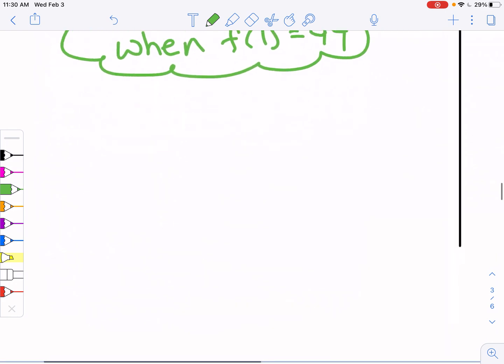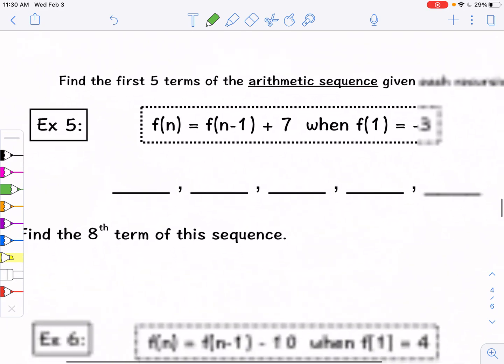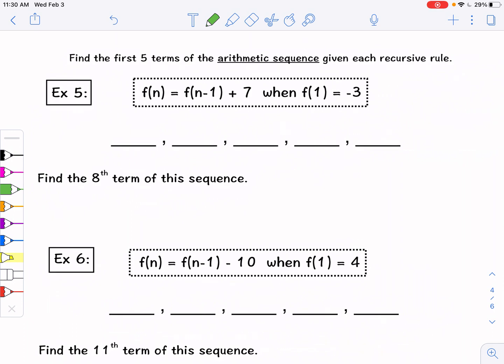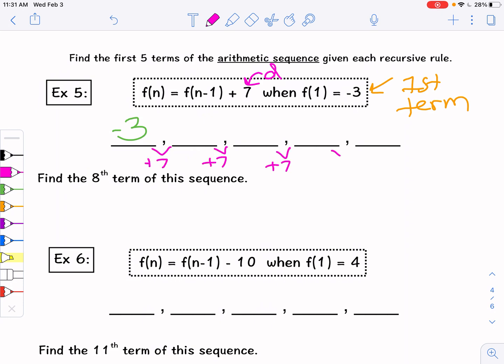The last piece I want to go over is, if we're given the formula instead, find the first 5 terms of the arithmetic sequence given each recursive rule. So I know from looking at this that 7 is our common difference. And then our first term is -3. So if I want to list these numbers, I know I have to start at -3. And then my common difference is 7, so I have to add 7 every time. So we have -3 plus 7, 4 plus 7, 11 plus 7, and 18 plus 7.